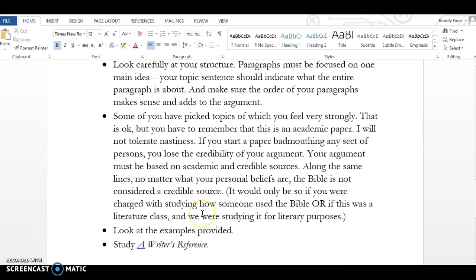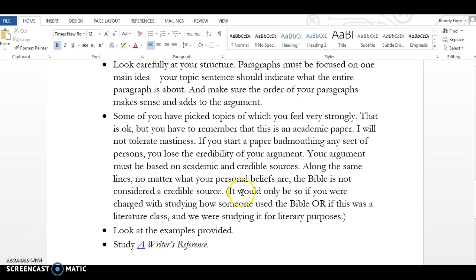All right, here's a little side note. I've already mentioned these issues, but just in case anybody wants to change their paper here at the last minute, I'm going to say this to the whole class. Some of you have picked topics of which you feel very strongly, and that is okay, but you have to remember that this is an academic paper. I will not tolerate nastiness. If you start a paper bad-mouthing any sect of persons, you lose the credibility of your argument. Basically, you lose your audience. Remember that your audience for this paper is a general educated one, and so that means it's all types of people, but they are educated and they deserve to have an argument presented to them that has credible sources. So your argument must be based on academic and credible sources.